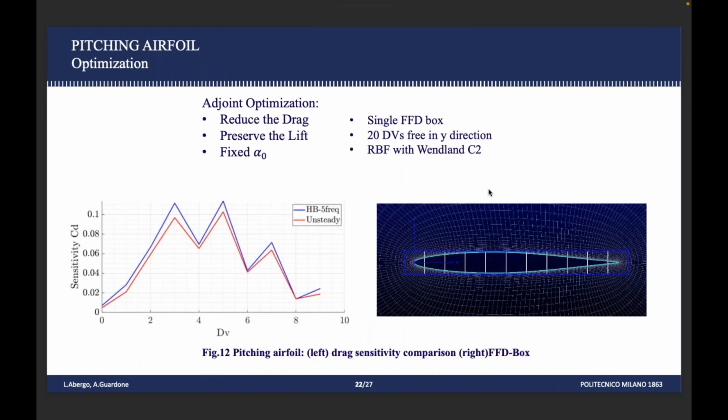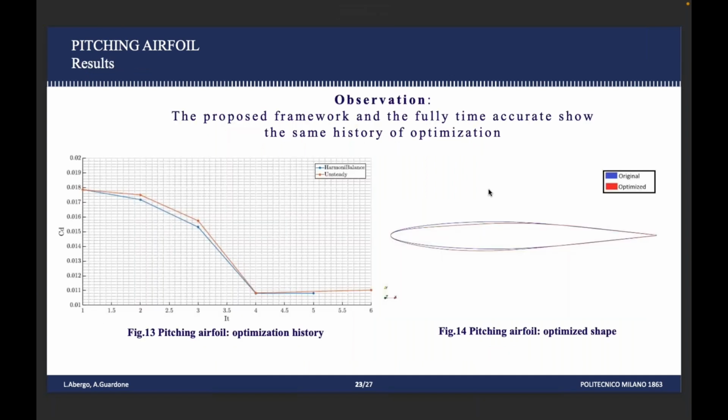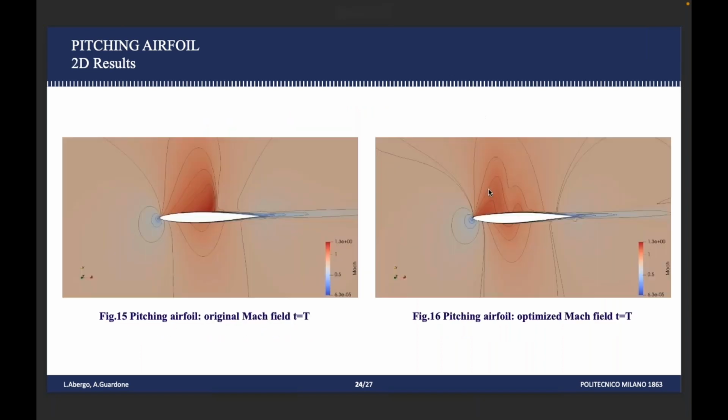So again, I repeated the test case that I proposed before, and here I report the sensitivity obtained with harmonic balance with 5 frequencies and fully unsteady for the top design variables of this airfoil, and they match really well. And so what is happening is that the history of the optimization is really similar, and we obtain the same final state. I stopped the optimization just after 10 loops of optimization, because a fully unsteady optimization is really time consuming. And so here you can see how these small changes on the surface have a huge impact on the Mach field of this airfoil, which is impressive.